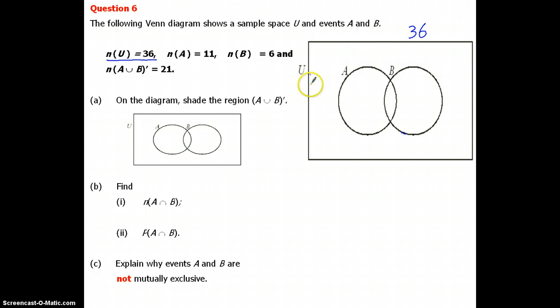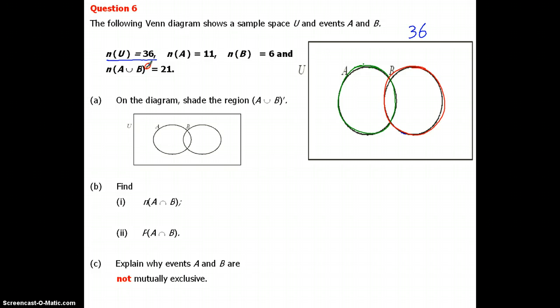I know that everything within my rectangle here has to add up to 36, and I can use that as a checkpoint as we go. Alright, I know that the number in set A has to be 11. In here, we know we've got to have 11. And in B, we know we've got to have 6. The number in set B altogether is 6. And we know that the number in A union B complement is 21.